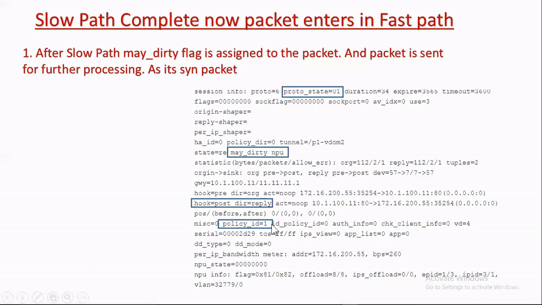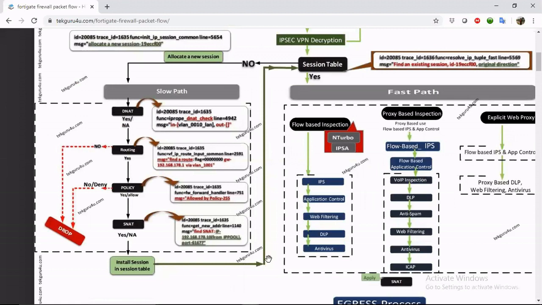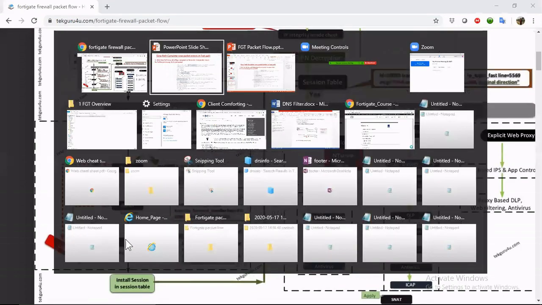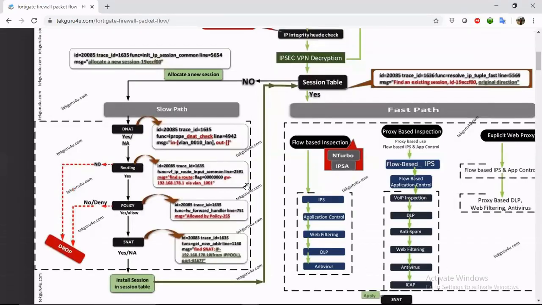So in the session, you have all the information of the slow path. All the information of the slow path is in the session table. That is the reason session tracking should not be after policy, which is mentioned in the packet flow of the Fortigate.